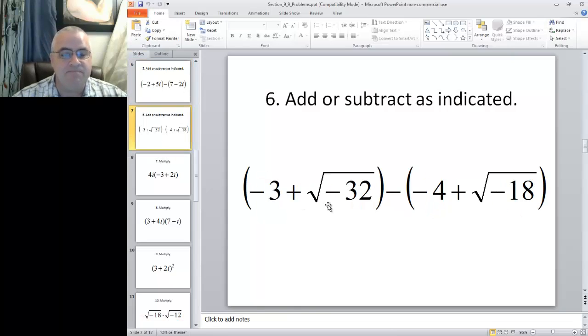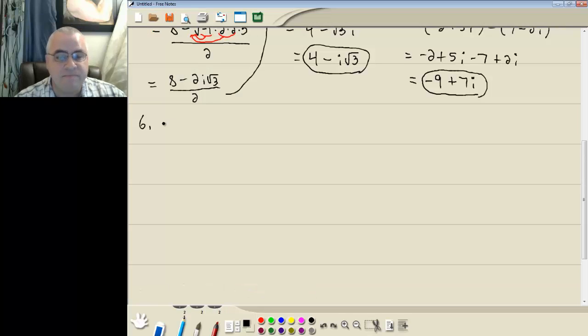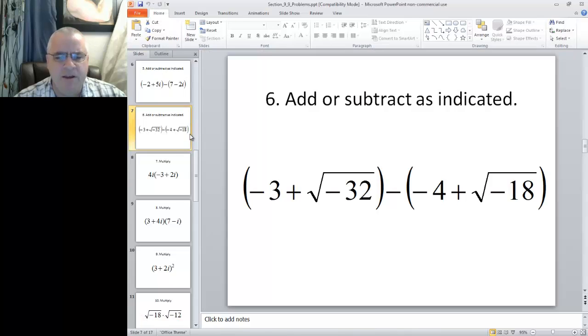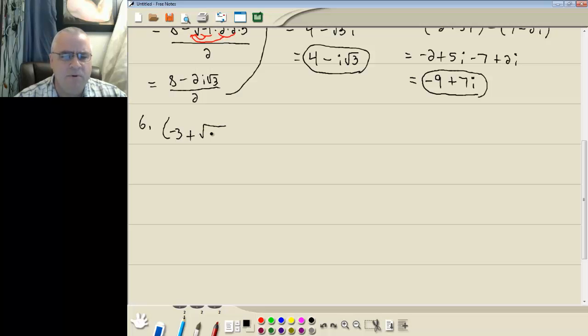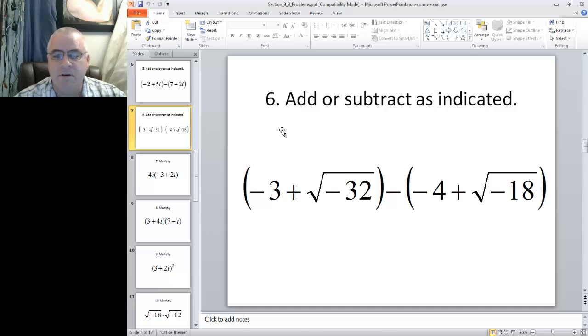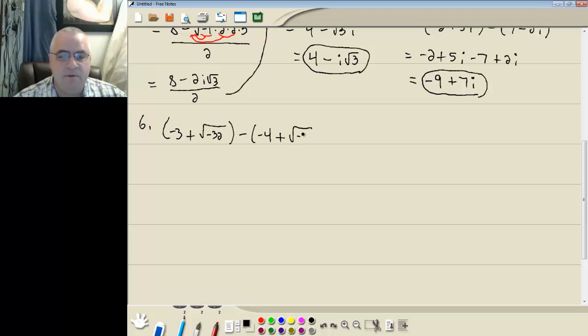Okay, let's take a look at this one. We got negative 3 plus square root of negative 32 minus negative 4 plus square root of negative 18. And let me double check everything.